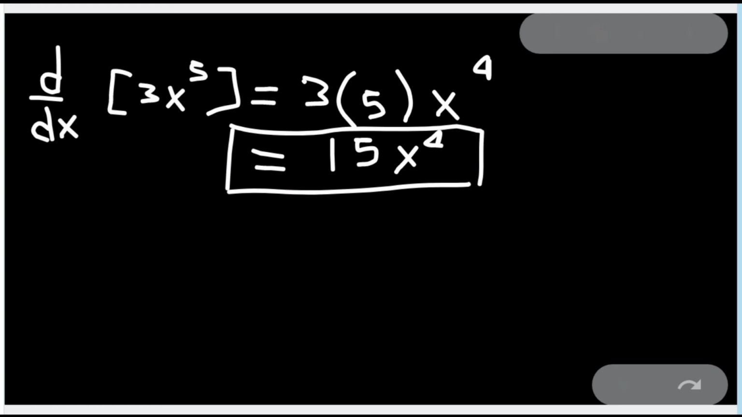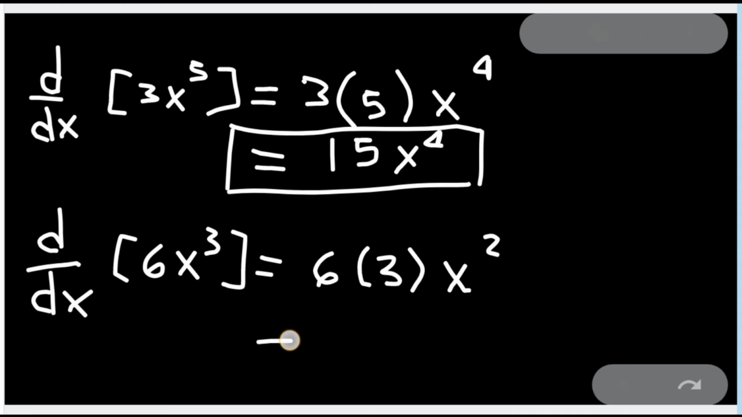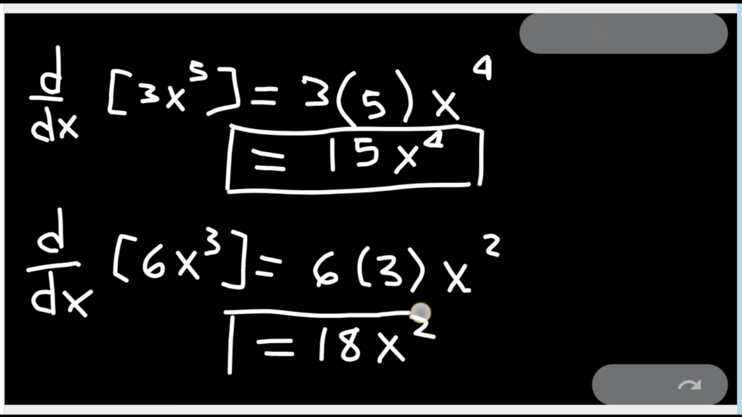Let's try another example. Let's say we have this. The derivative of 6x cubed. So, what we need to do is just simply copy the constant, then get the derivative of x cubed. So, let's bring down 3. Then, we have now x. Then, 3 minus 1 is 2. Then, 6 times 3 is 18x squared. So, this is the derivative of 6x cubed.